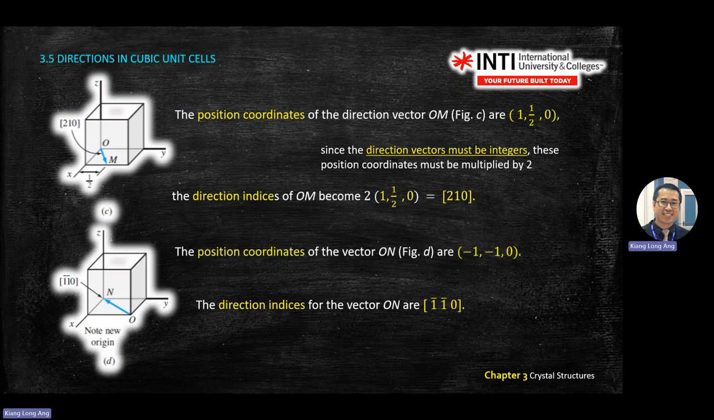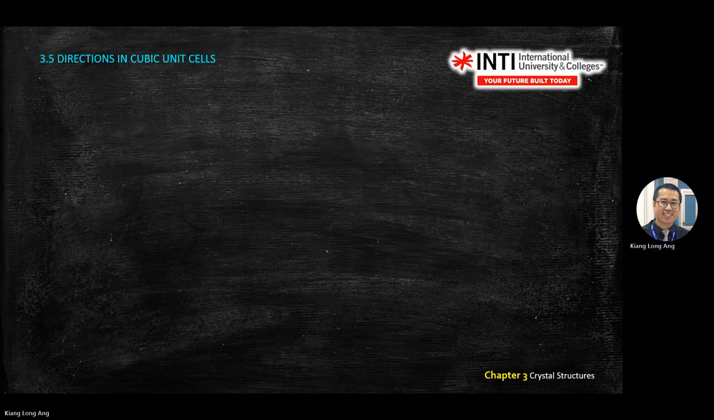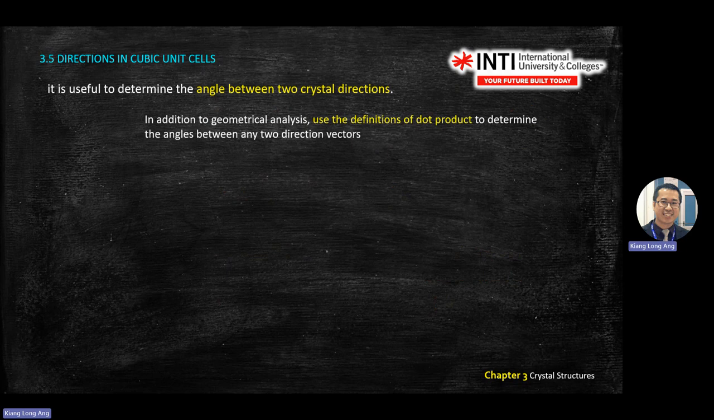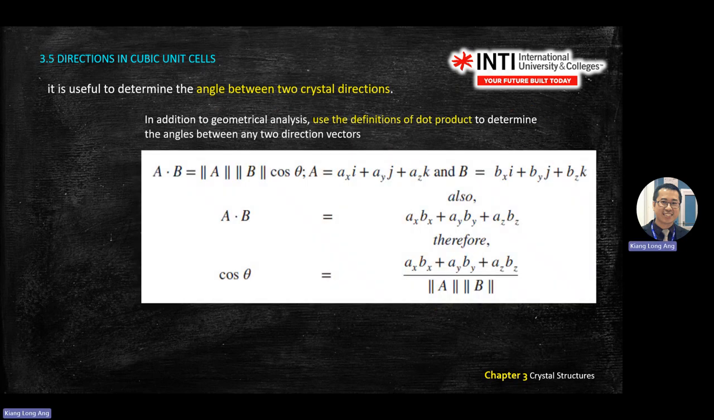Same. So in this case, the important thing is the presentation of negative. Now, about angle, magnitude, and direction: just now we talked about the vector direction. Now it's also useful to determine the angle between the two crystal directions.